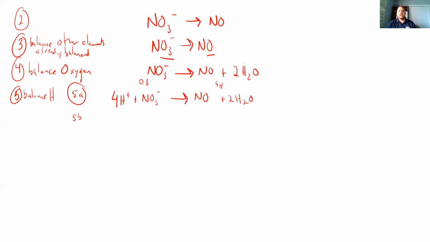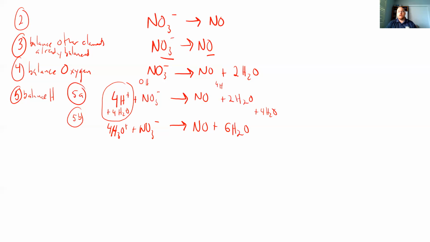And so in 5B, what we're going to do is add 4 H2O to each side. So on the left side, when I rewrite this, remember these combine to give us hydronium ion. So 4 H3O+ and NO3- react to form NO. Now I added 4 waters to the original 2, so I need to make sure I now have 6 waters on the right-hand side, on the product side.